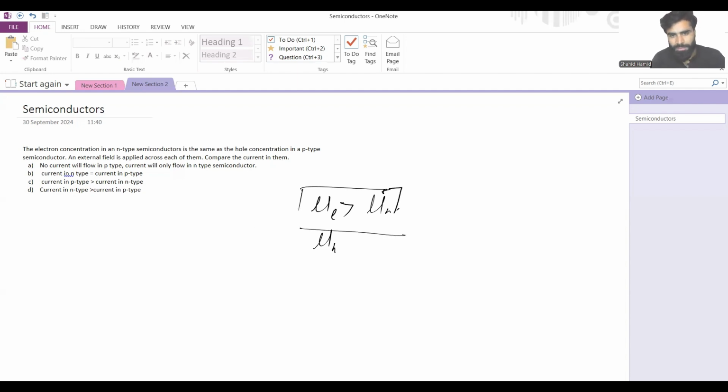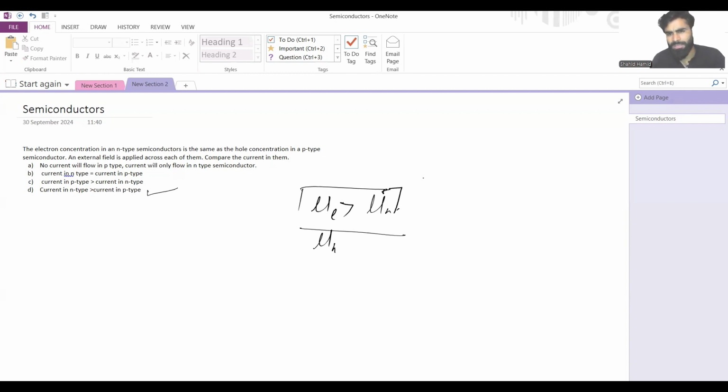And if we know this concept that the mobility of electrons is greater than the mobility of holes, then the current due to the electrons is greater in the semiconductors. Of these four options, option D: the current in the n-type semiconductor is greater than the current in the p-type semiconductor, because in n-type semiconductors the majority charge carriers are electrons, in p-type semiconductors the majority charge carriers are holes, and we know that the mobility of electrons is greater than the mobility of holes. So the answer is D.